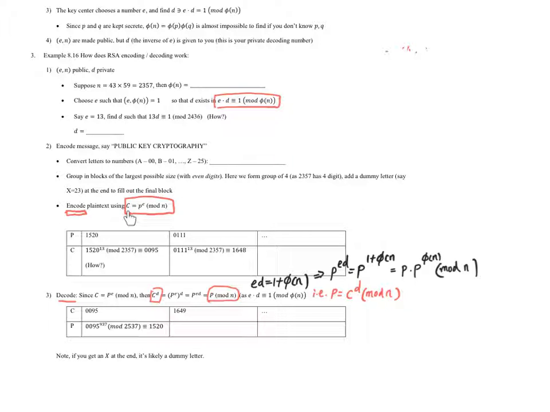So even though you are given the C, which is the ciphertext, if you don't know the d, you have no way to decode, to recover the plain text. So this is the idea.